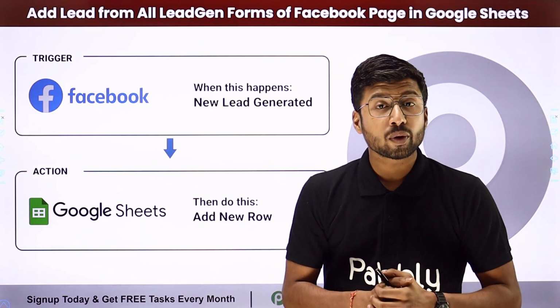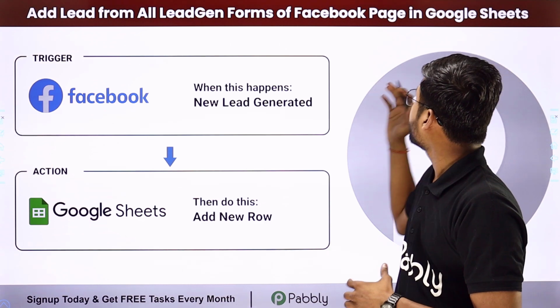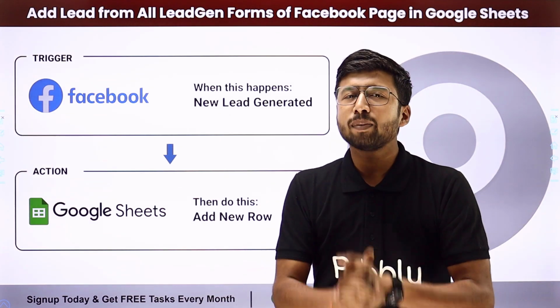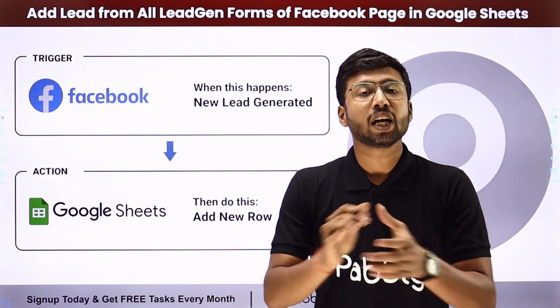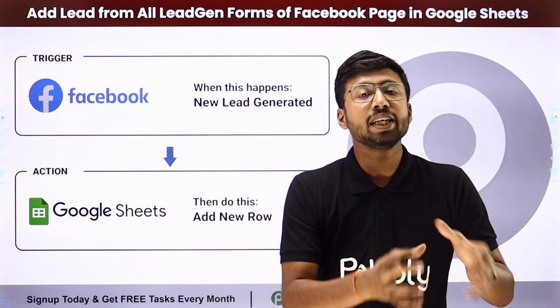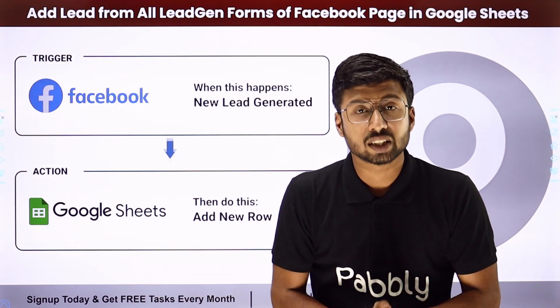So in this video, we are going to learn how to add leads from all lead gen forms of a Facebook page in Google Sheets. Pabbly Connect has recently updated their integration with Facebook Lead Ads, and now you can get the leads from all the lead gen forms which you have created for a Facebook page into a single trigger in a single workflow.